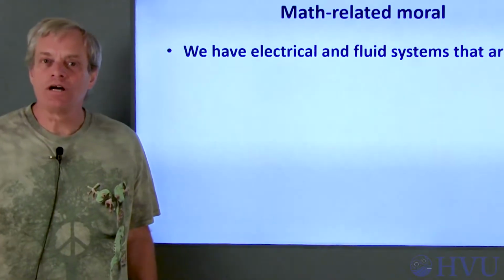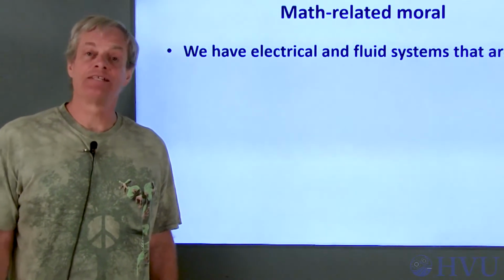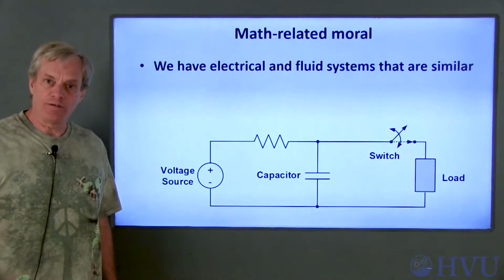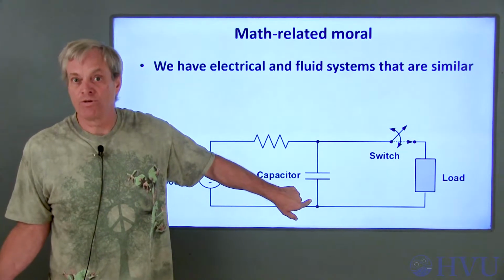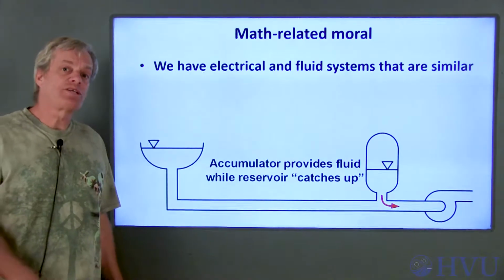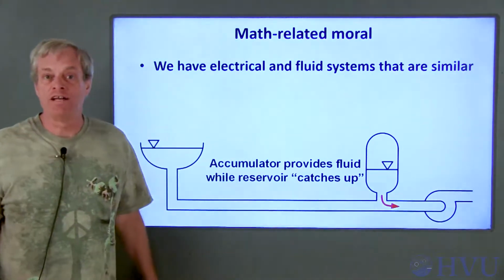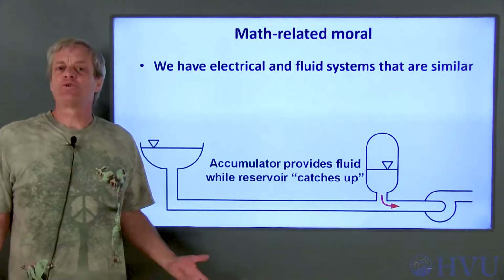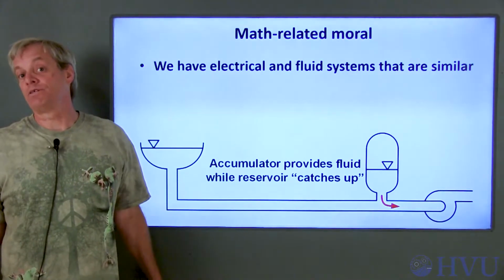Now let's talk a little bit about the math associated with modeling the electrical system and its analogous fluid system. This electrical system, where we have to include a capacitor to provide supplemental power during a switching operation, works the same way as this fluid system, where the accumulator temporarily provides fluid when we turn on the pump. It's sort of cool that we can use a similar fluid system to understand how the electrical system works.